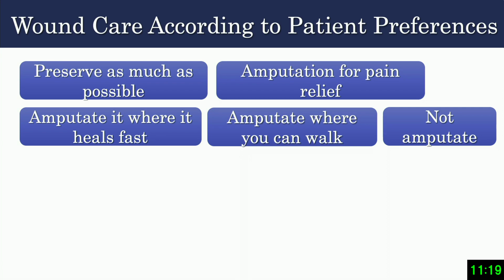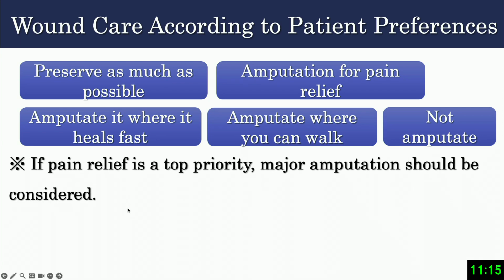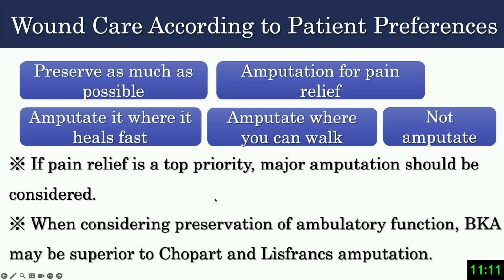So we have to ask the patient repeatedly. And if pain relief is a top priority, major amputation should be considered. When considering preservation of ambulatory function, BK amputation may be superior to Chopart or Lisfranc amputation.